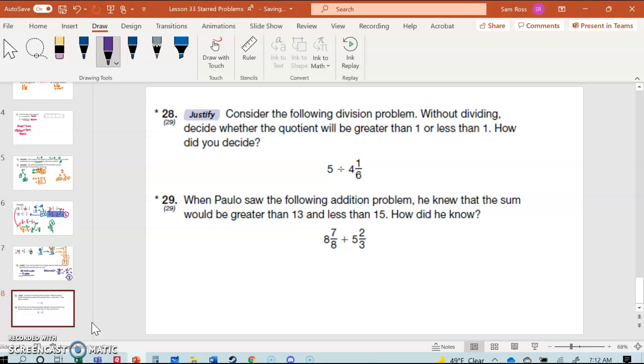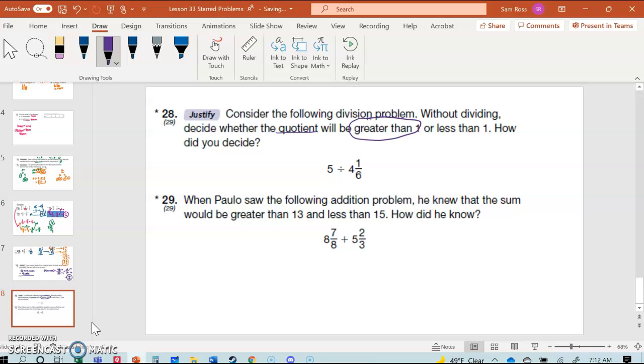Okay. Consider the following division problem without dividing. Decide whether the quotient, the answer, will be greater than or less than 1. How did you decide? So 5 divided by 4 and 1, 6. So I know 4 goes into 5 at least once with some extra. So I'm going to say that it's greater than 1.